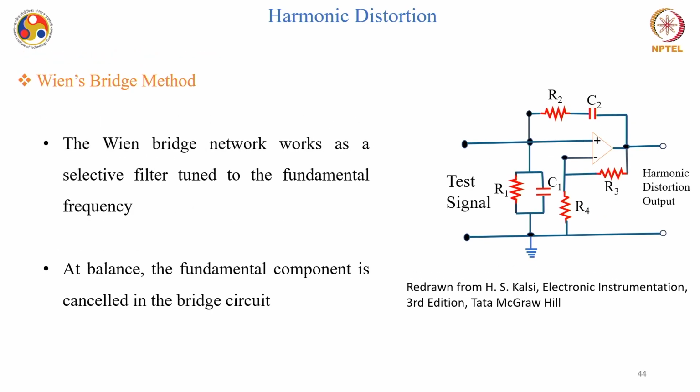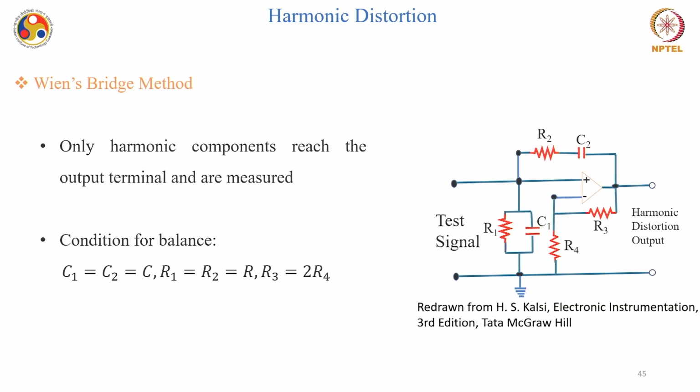In case of Wien bridge method, the Wien bridge network works as a selective filter tuned to the fundamental frequency, as you can see over here. At balance, the fundamental component is cancelled in the bridge circuit, and only harmonic components reach the output terminal, and they are measured. Condition for balance for this kind of Wien's bridge is C1 equal to C2 equal to say C, R1 equal to R2 equal to R say, and R3 should be 2 times of this R4 value.